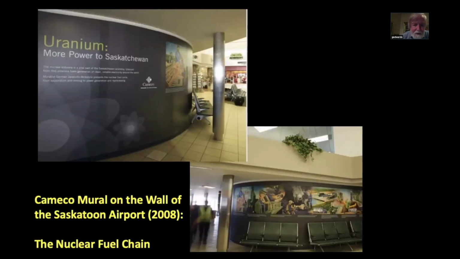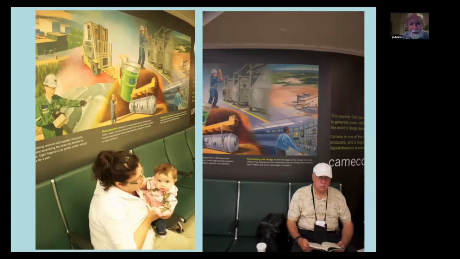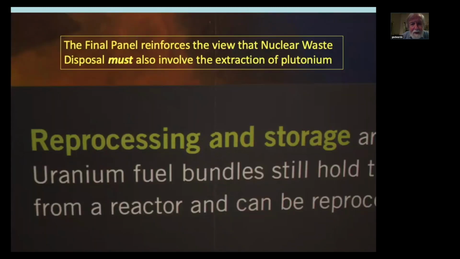Now, in 2008, 3 years after Jeremy Whitlock made that statement, Cameco, the Cameco Corporation, one of the largest uranium companies in the world, had a huge mural painted on the walls of the Saskatoon airport. And it winds around and it talks about what happens to uranium, how it fuels industry, how it helps medicine with radioisotope. And when the last panel comes up, it talks about reprocessing and storage as being partners in the final use of the used fuel. So the final panel reinforces the view that nuclear waste disposal must also involve the extraction of plutonium.